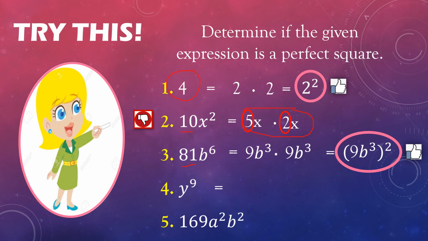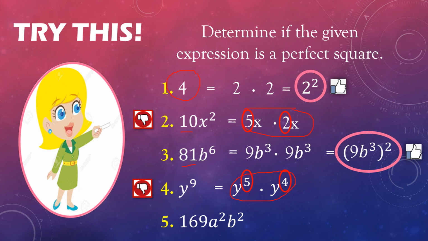Number 4, y raised to 9. What are the factors of the variable y raised to 9? You can use y raised to 5 times y raised to 4. Can we express these expressions in the power of 2? No. So this item in number 4 is not a perfect square.